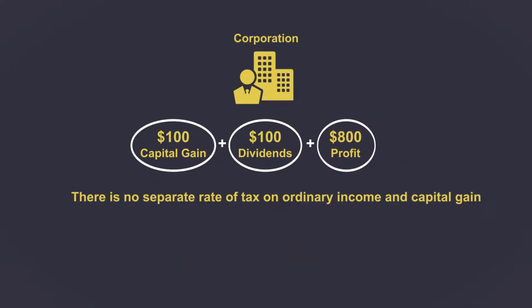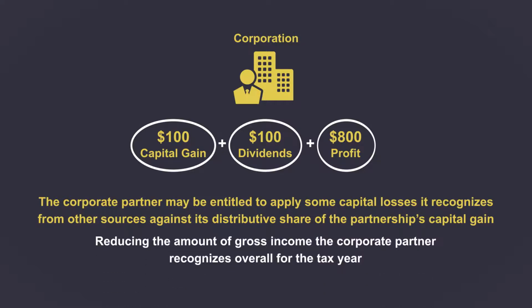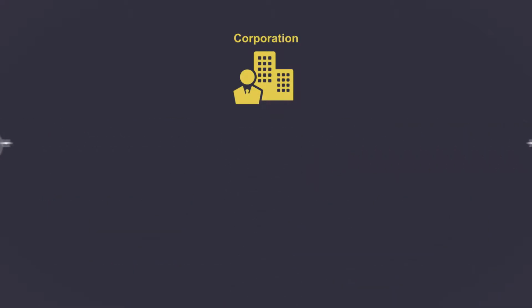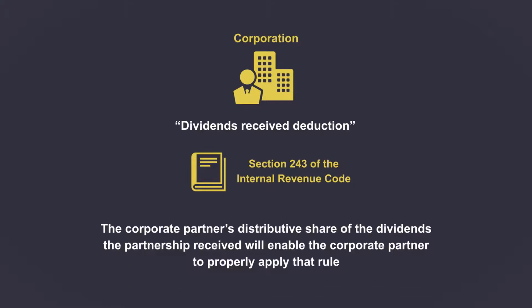For the corporate partner, there's no separate rate of tax on ordinary income and capital gain. Nevertheless, the corporate partner may be entitled to apply some capital losses it recognizes from other sources against its distributive share of the partnership's capital gain, thus reducing the amount of gross income the corporate partner recognizes overall for the tax year. Moreover, the corporate partner may be entitled to the dividends received deduction under Section 243 of the Code, thus stating separately the corporate partner's distributive share of the dividends that the partnership received will enable the corporate partner to properly apply that rule.